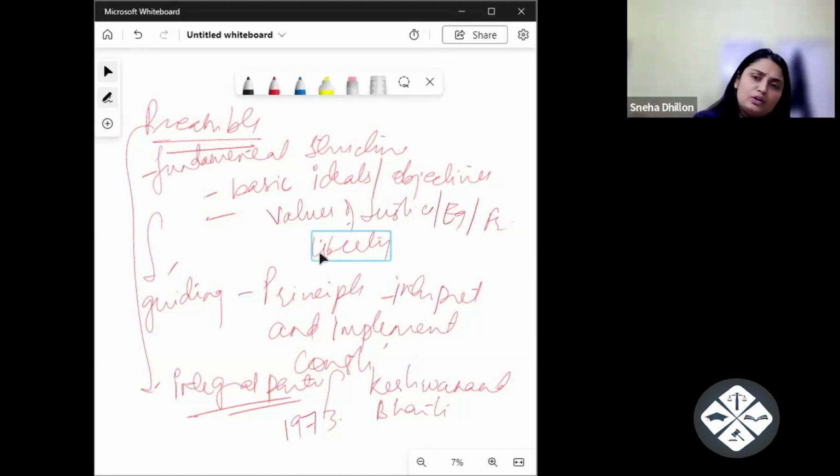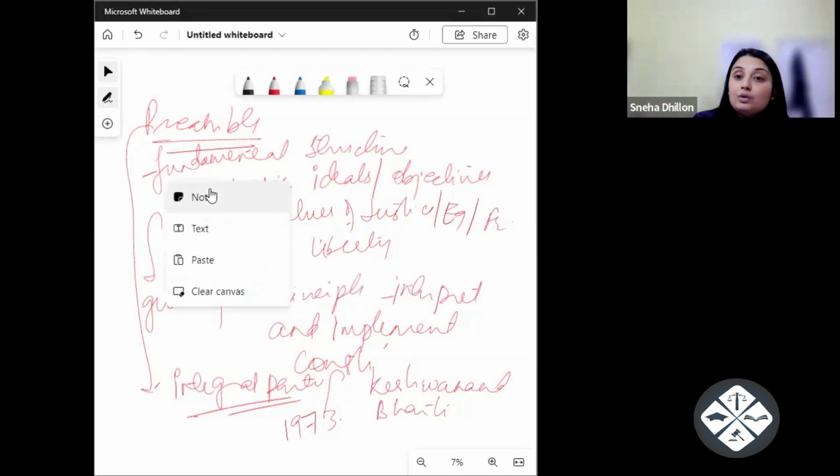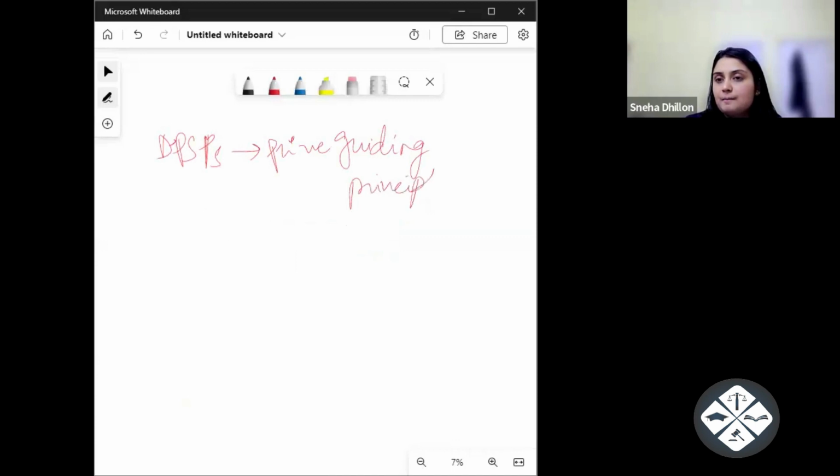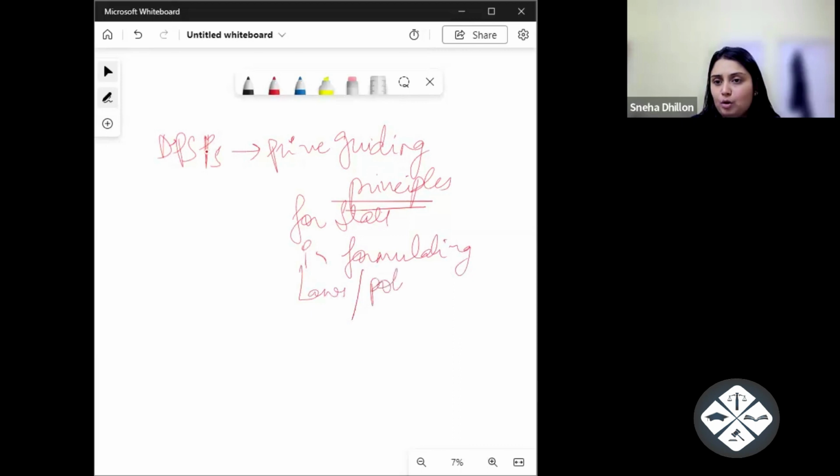In order to understand the value of directive principles, which aim to promote social justice, the case of Olga Tellis versus Bombay Municipal Corporation 1985 becomes important. So when we are speaking of DPSPs, we can say they are prime guiding principles for the state in formulating laws and policies.